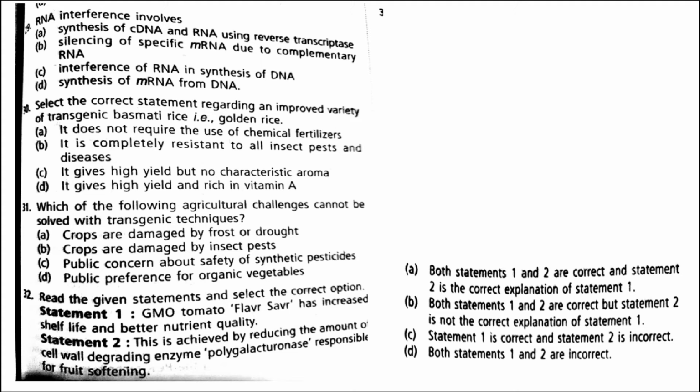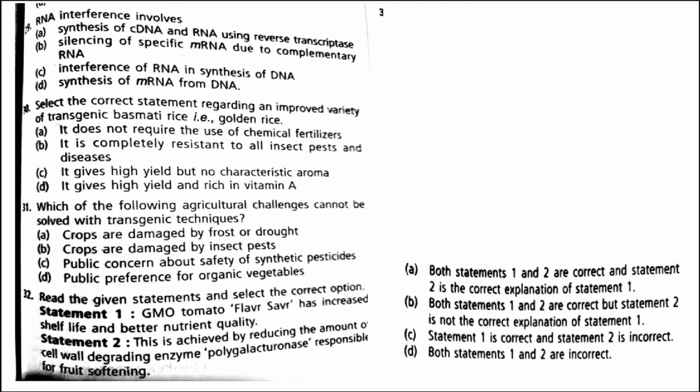Next, which of the following agricultural challenges cannot be solved with transgenic techniques? A. Crops are damaged by frost or drought. B. Crops are damaged by insect pests. C. Public concern about safety of synthetic pesticides. D. Public preference for organic vegetables. And the answer is option D.